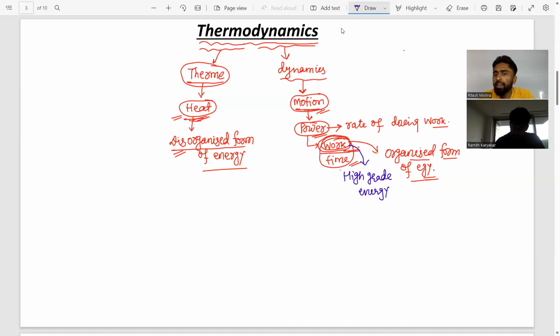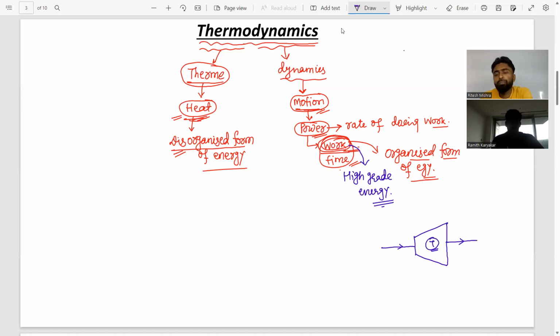High grade energy means it has more value as compared to heat. It has more value because we use only work. As you see in the turbine, as you have learned about turbine, for example, this is your turbine. This turbine may be a water turbine, maybe a steam turbine, maybe a gas turbine. So this is your turbine.